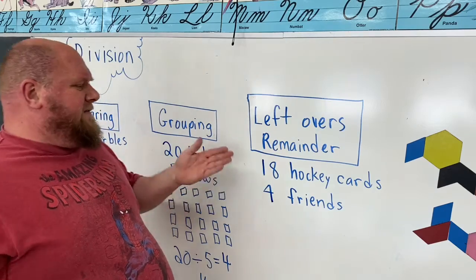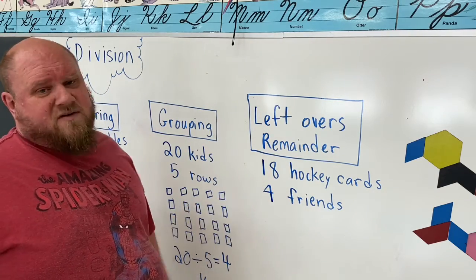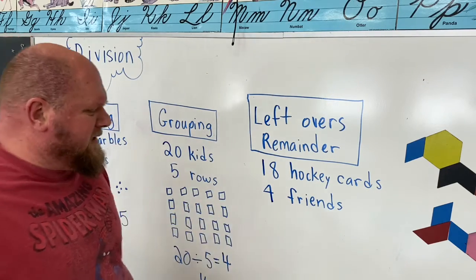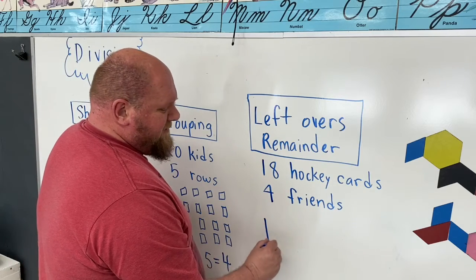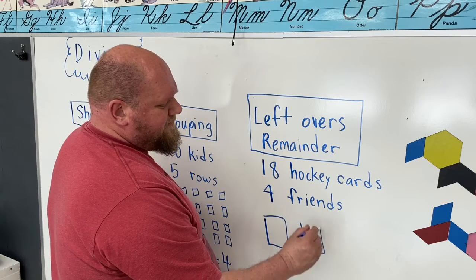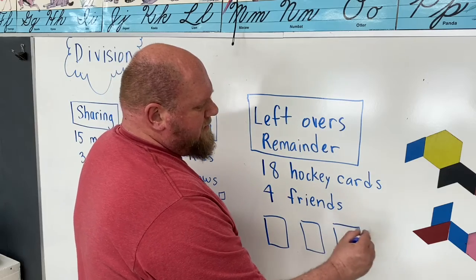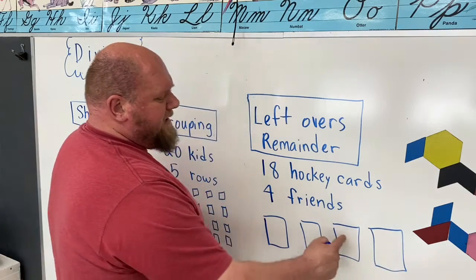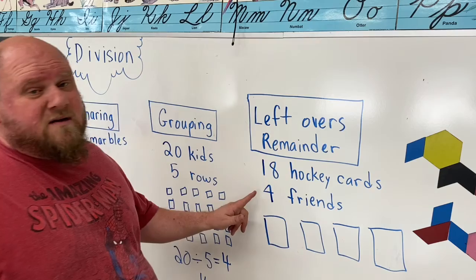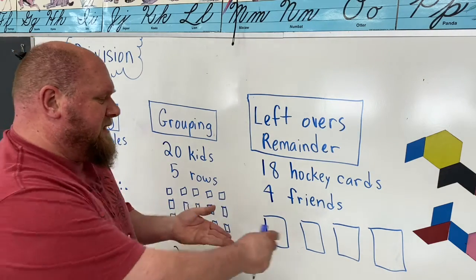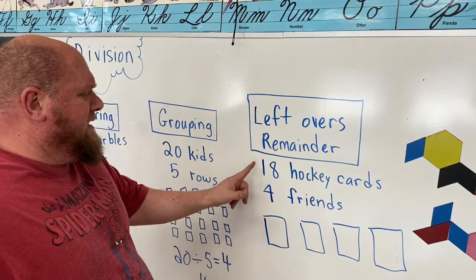So let's say we have 18 hockey cards and 4 friends. Let's just put them in little piles here. This can be one kid's pile. So each of these represents one of the friends. So we're gonna share the cards now, okay? So we have 18.